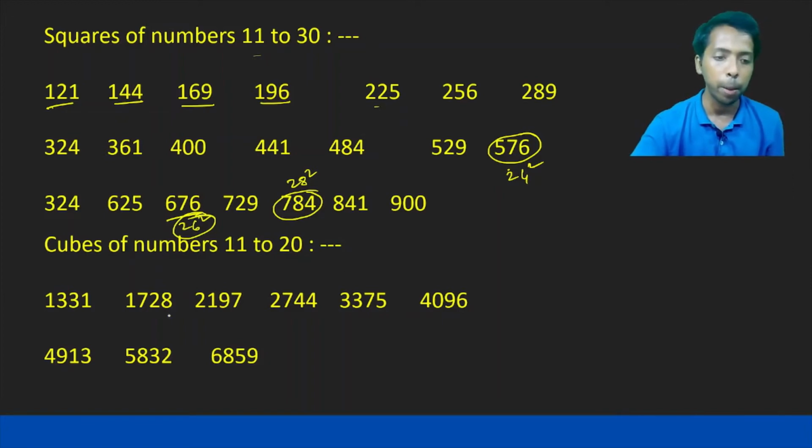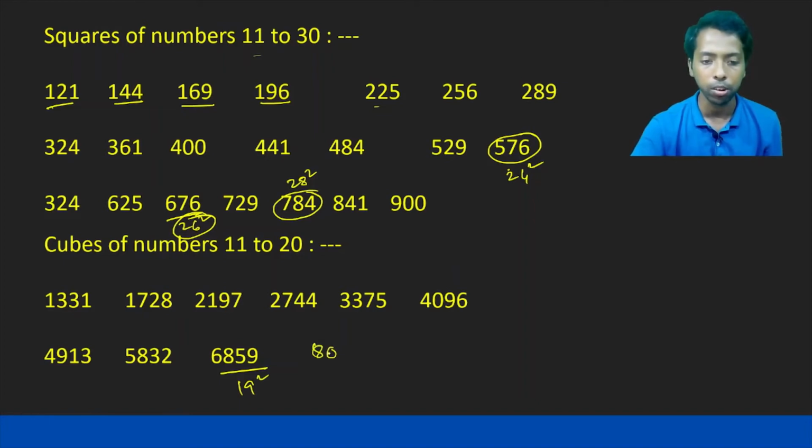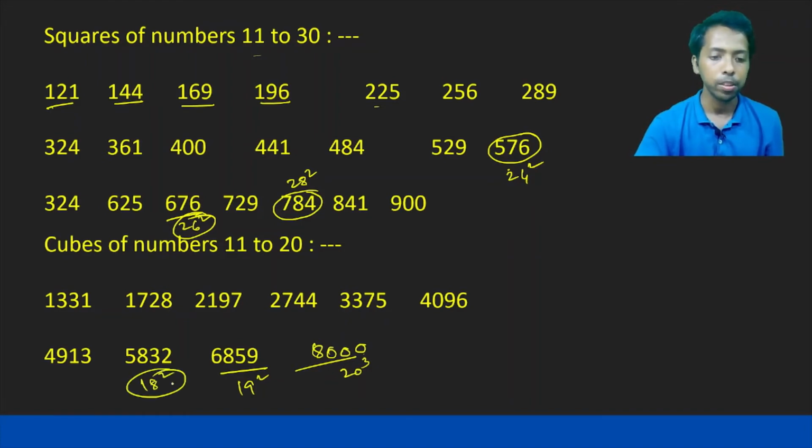Now cubes of numbers. 6859, this is 19 cube, and 8000, this is very common, no need to write, this is 20 cube, right? Okay, 5832, this is 18 cube. Just remember this number, 4096, this is 16 cube. 3375, this is 15 cube, right? Just revise these numbers so that you can solve the questions faster.